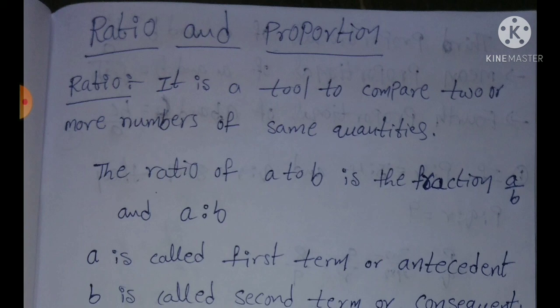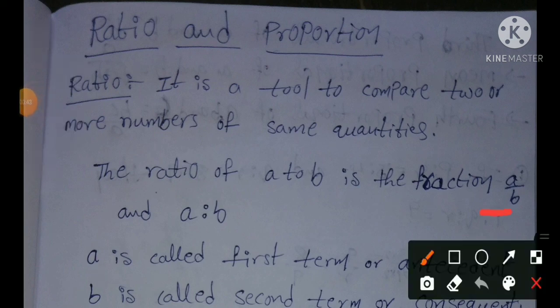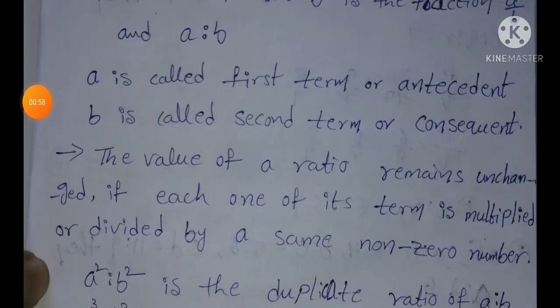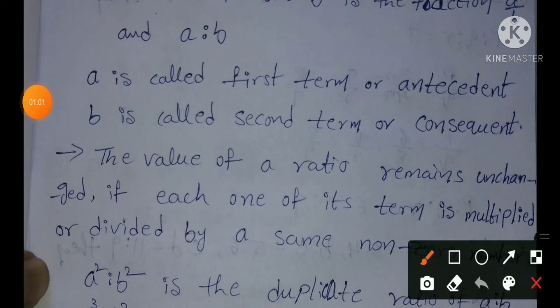The ratio of A to B is the fraction A by B, and we write A is to B. So the ratio we consider as a fraction A by B, or we write it as A is to B. This symbol is nothing but "is to". Here the A is called the antecedent or first term, and here the B is called the second term or consequent. The A is called antecedent and B is called consequent.